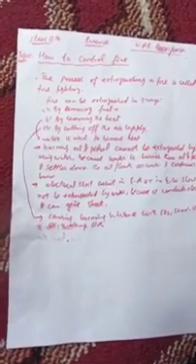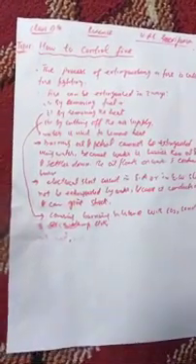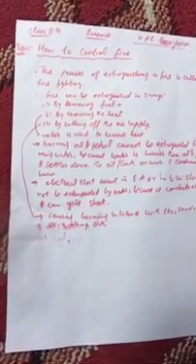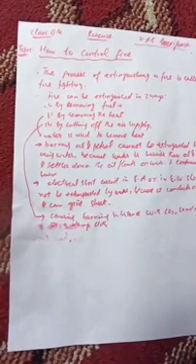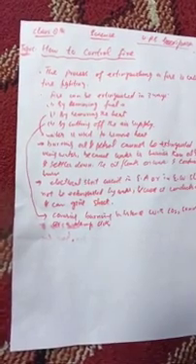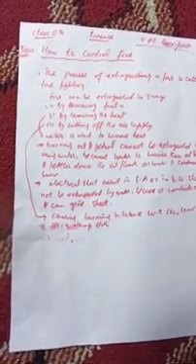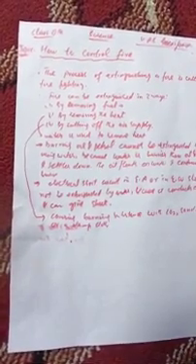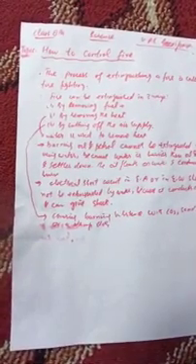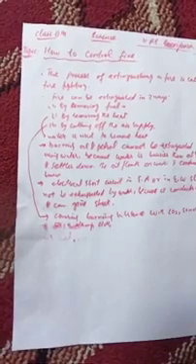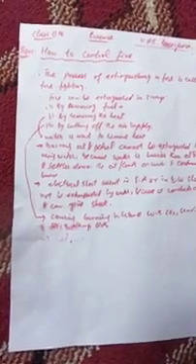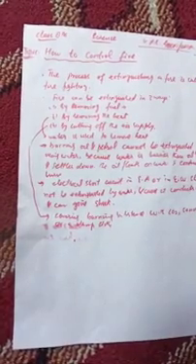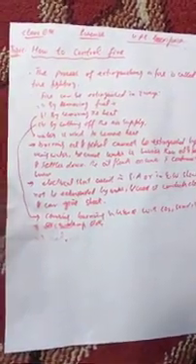So fire can be extinguished in three ways. Number one is by removing the fuel, by removing the heat, or by cutting off the air supply to the burning substances. First of all, we will learn about removing the fuel. When fire starts in a room, all the combustible substances should be removed at once so that the fire may not spread. If possible, the cooking gas cylinder should be removed and electricity should be switched off.